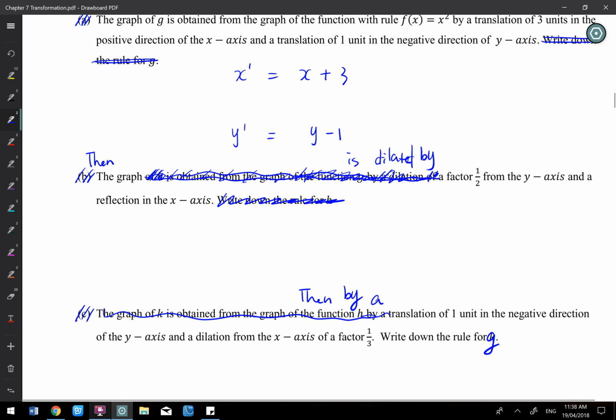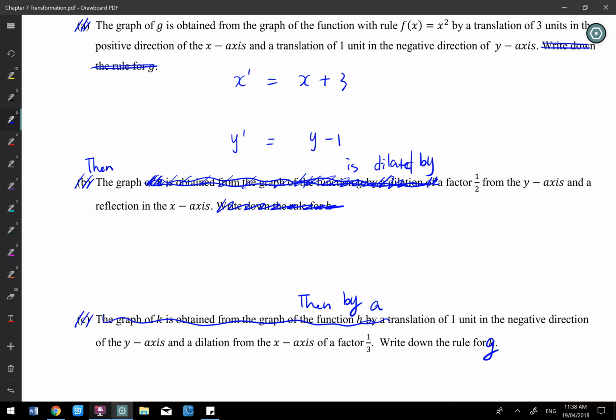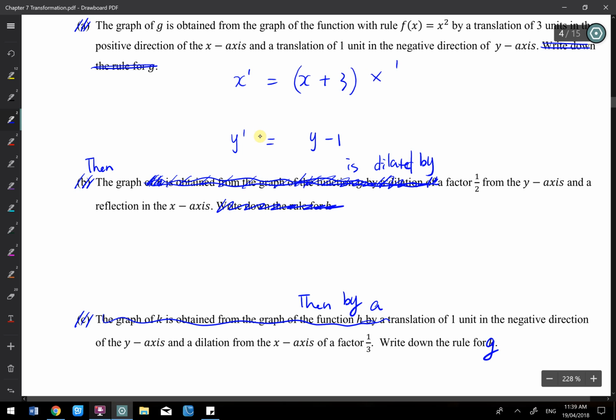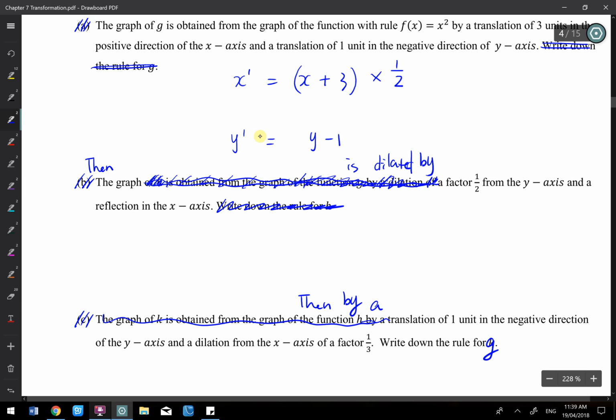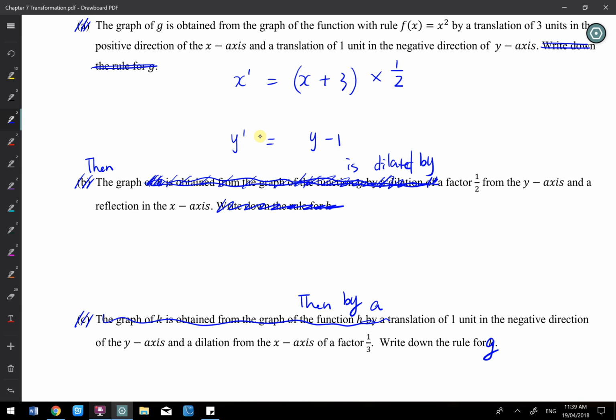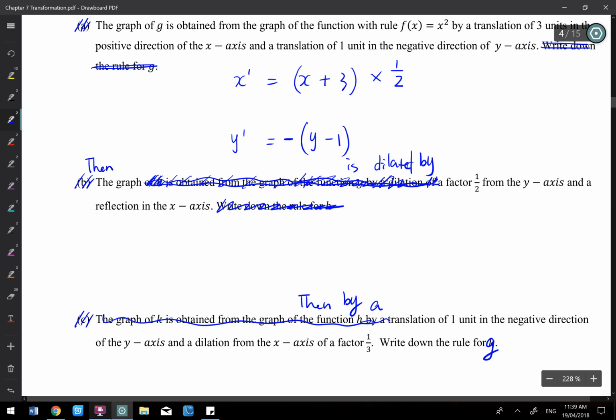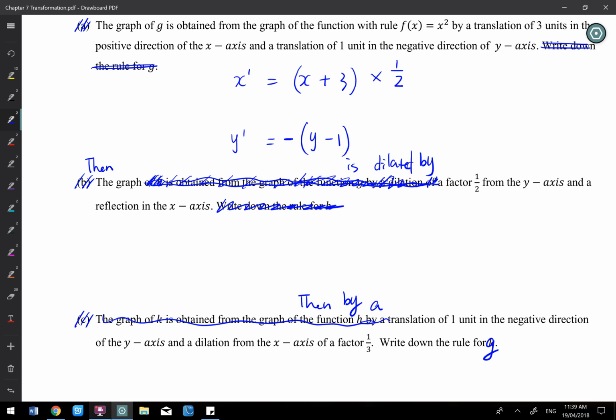And the next sentence says, then the graph is dilated by a factor of half from the y-axis. It's changing the x value. So this number will be times by a half. Dilated by a factor of half from the y-axis is changing x. So it's a half times the result. And the reflection in the x-axis is changing the y value. We will minus the y. Multiplying by minus 1 is the same, so we minus the y value.